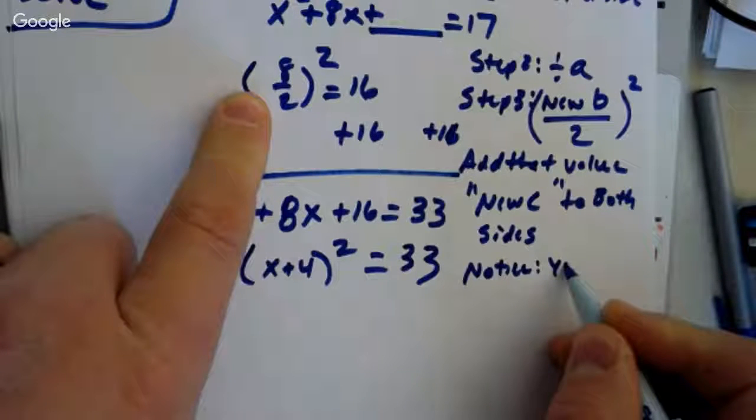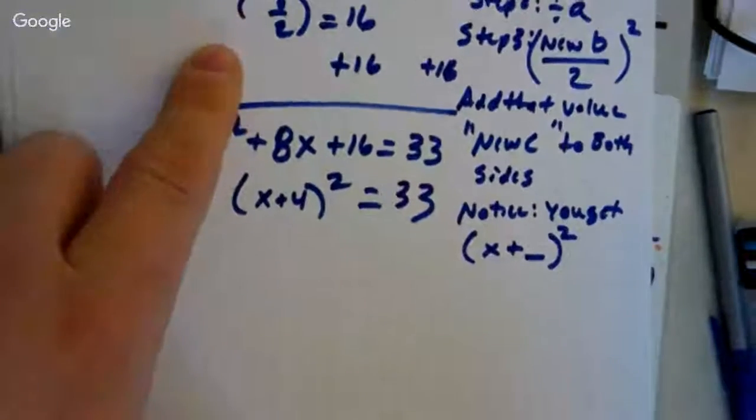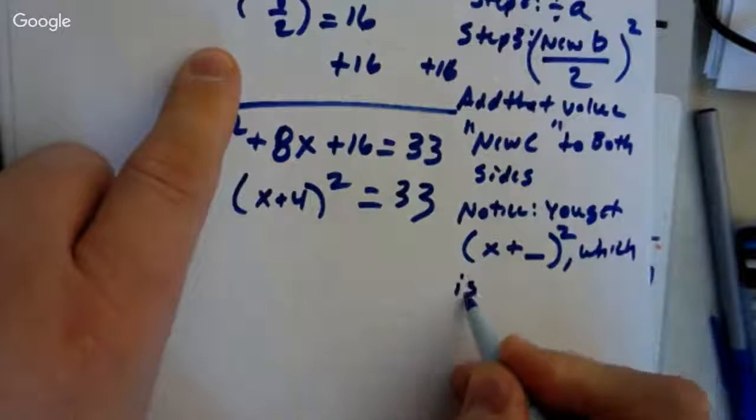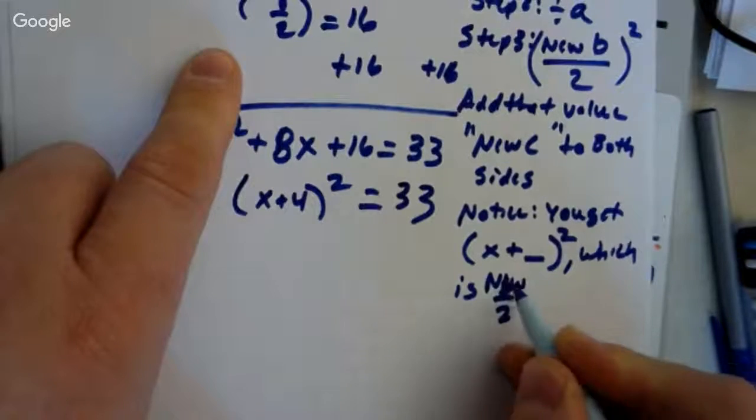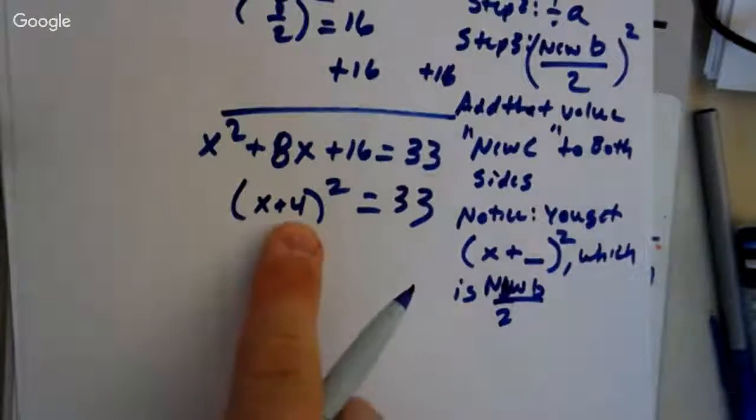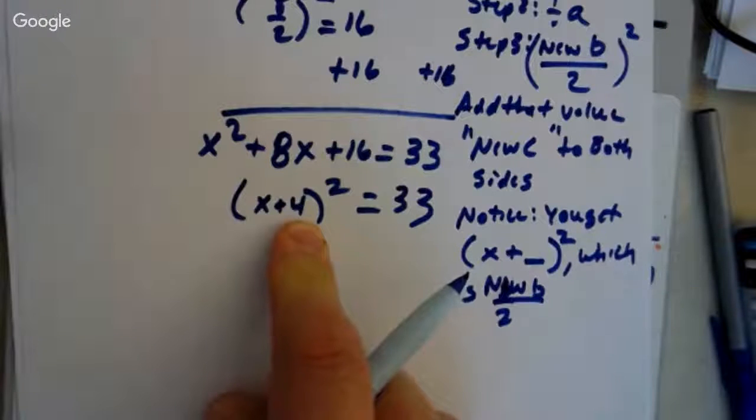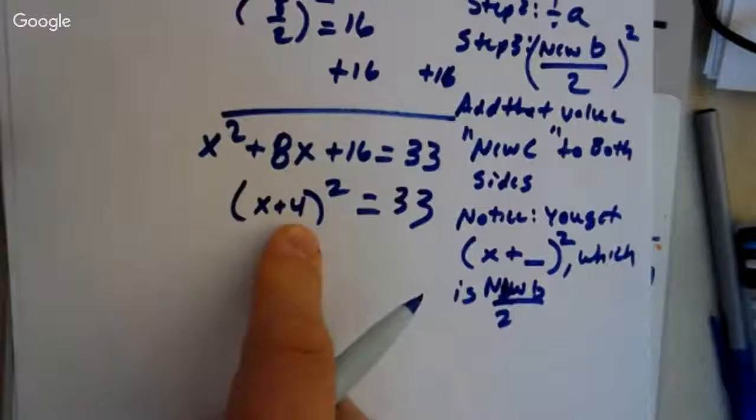Plus a number squared, you get x plus some number squared, which is b over 2. Whatever b over 2 is, that's what this factors to. Now, why do I tell you that? Because sometimes this ends up being a fraction, and it's hard to identify what two numbers multiply to 9 over 4 and add to 3. Well, whatever b was divided by 2, that's the number in the perfect square.